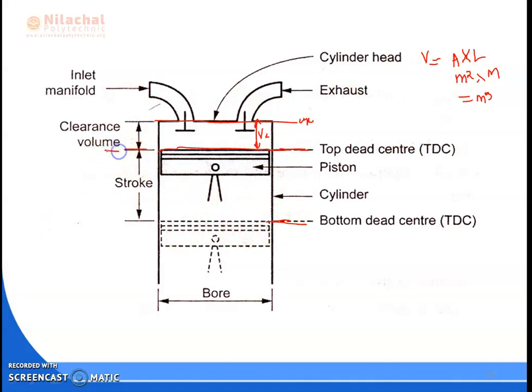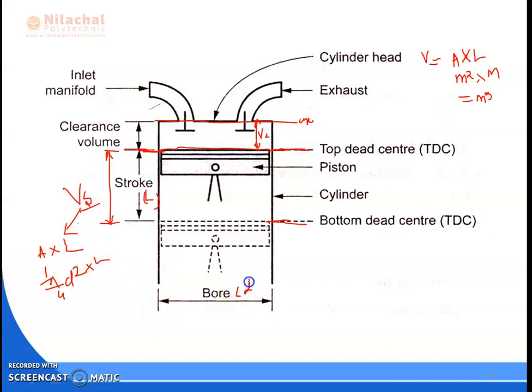So here to here, from TDC to BDC, the volume covered by the piston is known as your what? Swept volume, denoted by Vs. So what is swept volume? Volume is equal to area into how much distance? The piston will cover the area of the cylinder, and it will travel from TDC to BDC. That is known as your what? Stroke. Stroke will be denoted as L. So A into L. What is A? A is your pi by 4 D square into L. That will give you what? Swept volume.